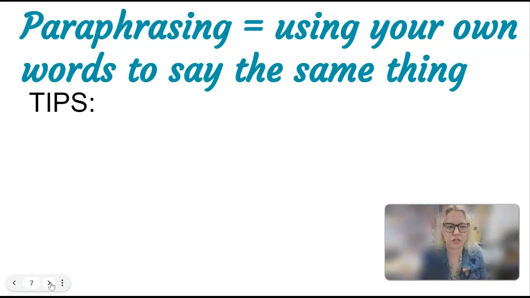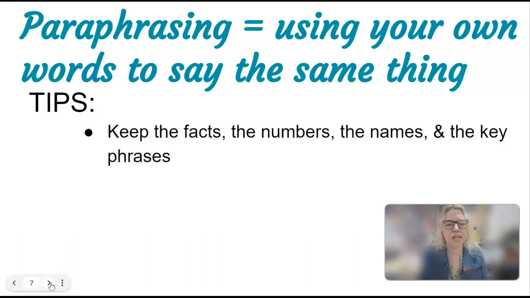when it comes to research. Here are some tips for how to paraphrase for this particular unit. First of all, you want to keep the facts, the things like the numbers and statistics and the names and the key phrases. You want to keep them the same from the second column to the third column. You don't want to change the numbers. You don't want to change the key facts. You don't want to change the names of people or places and some of the key phrases.